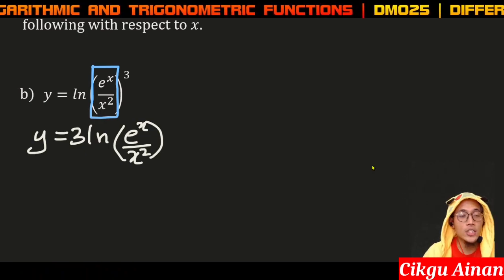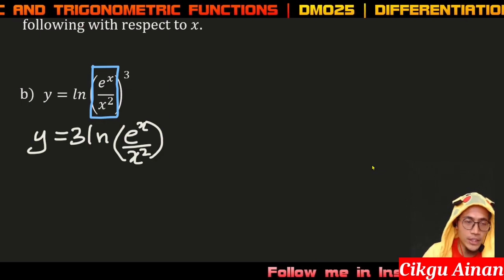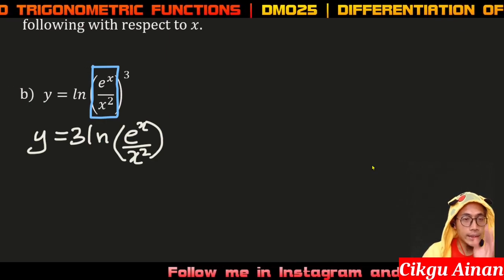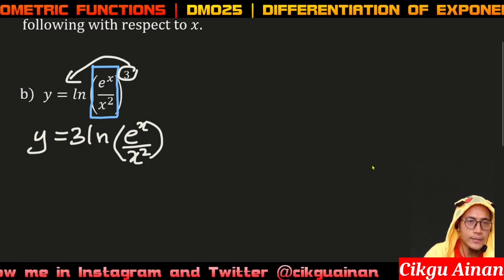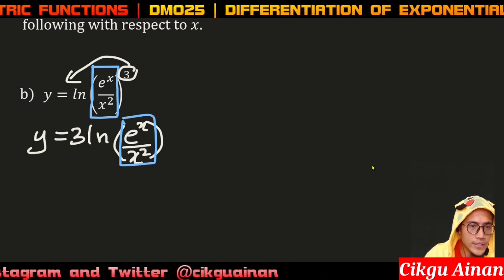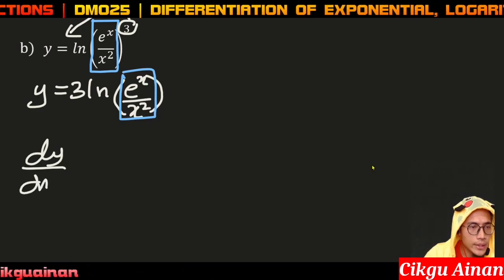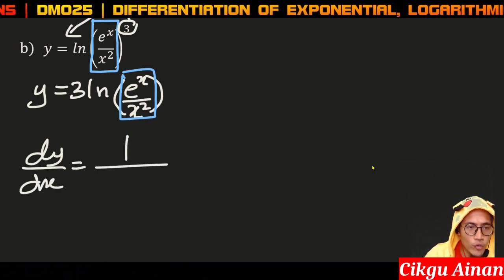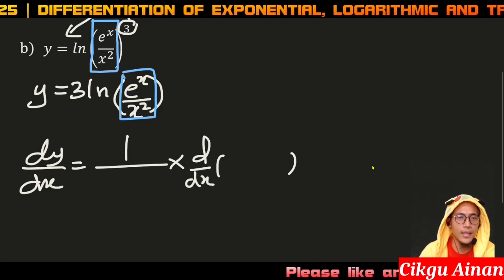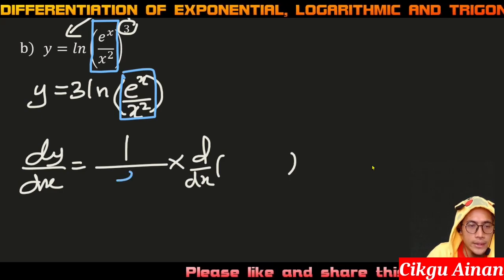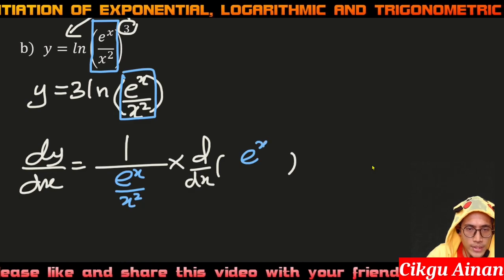That's better, because by using the law of logarithm, the basic one we learned back in first semester, this 3 can go in front of the logarithm. Then this time we can do the differentiation properly. So dy/dx. Remember for logarithm, 1 over the bracket multiplied by the differentiation of the bracket. Now what is the bracket? It's e to the power of x over x squared. This one is also the same thing.